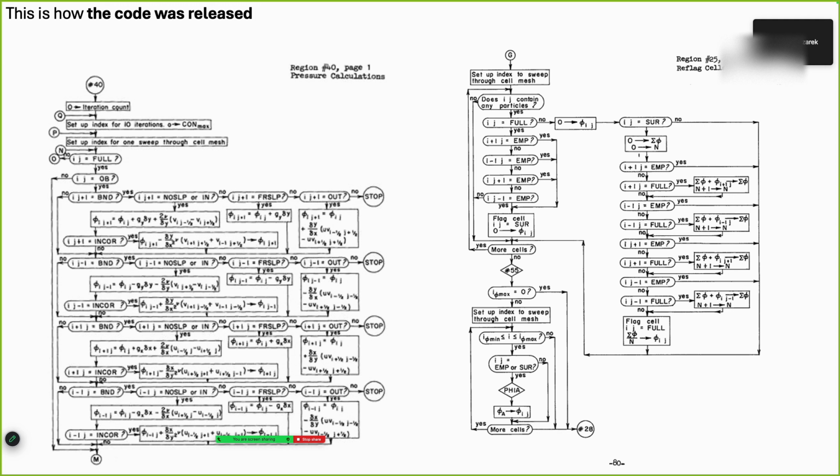On the right-hand side, you have some... what is that? This is a reflux cell. So this is a procedure to reflux the cells from being fluid to part and so on. I understand everything in this code. And when I saw why, because I was studying almost a year, just by looking at the code, I was learning how the solution was made.